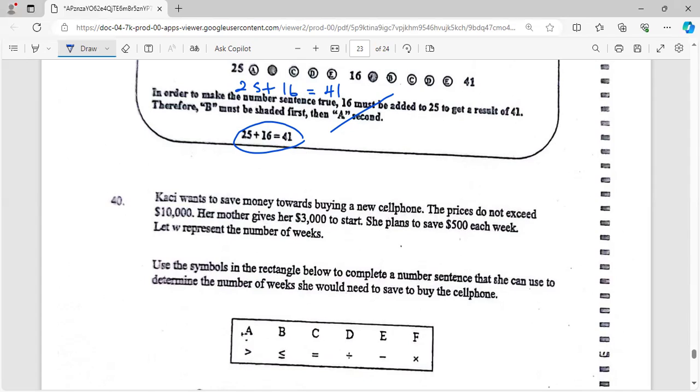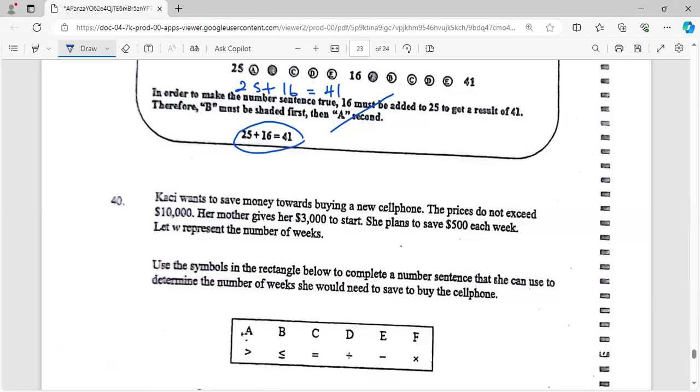Casey wants to save money towards buying a new cell phone. The price does not exceed $10,000. Her mother gives her $3,000 to start. She plans to save $500 each week. Let W represent the number of weeks.